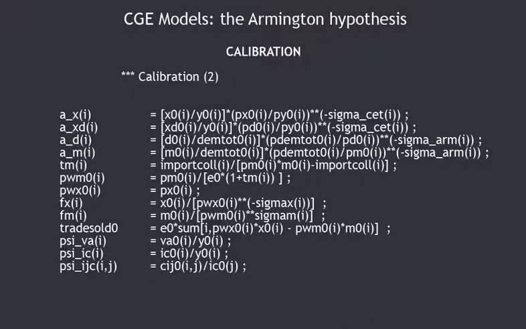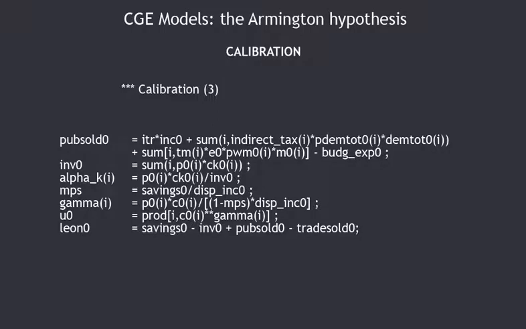So here is the second part of the calibration. Remember that you have to give a value to all parameters and an initial value to all variables of the model, but also that you must be sure that at the end of the calibration, all equations are verified and there is a logical order for this calibration. And here is the third part of the calibration. So for illustration, here you see that I give a value to INV0 before giving a value to alpha underscore k, because for giving a value to alpha underscore k, I need a value for INV0. And same thing for gamma and U0. I need to give a value to gamma before giving a value to U0.